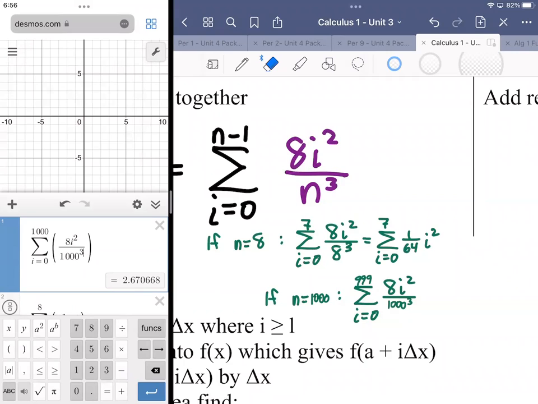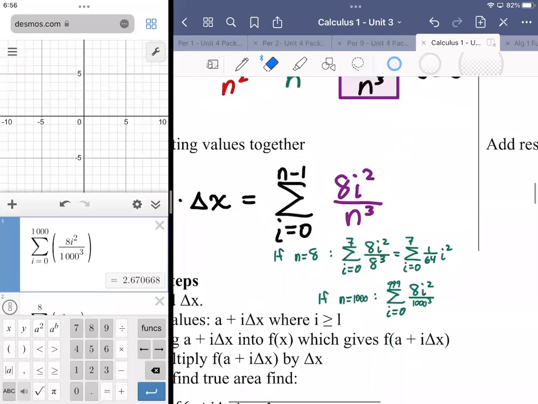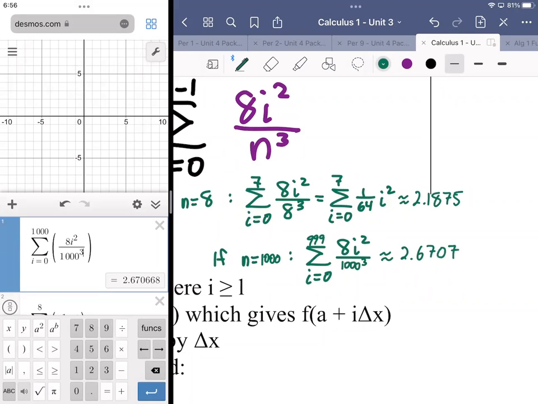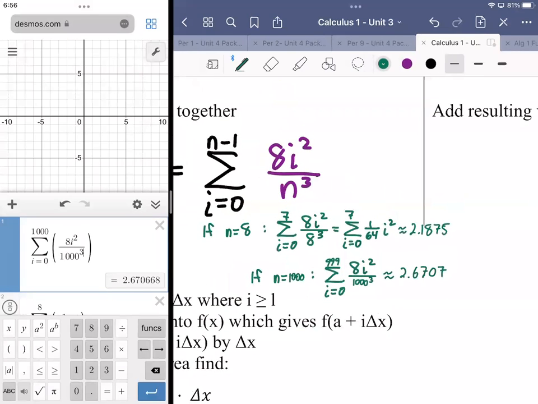So we went from a low bound of about 2.1875 to about 2.67, I'll say 2.6707, just to go out the same 4 decimal places. So we have something that's going to work for large numbers.